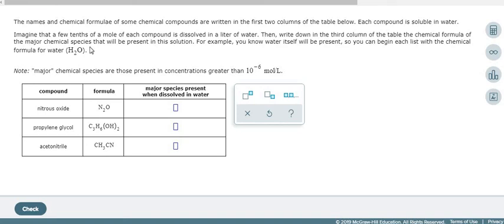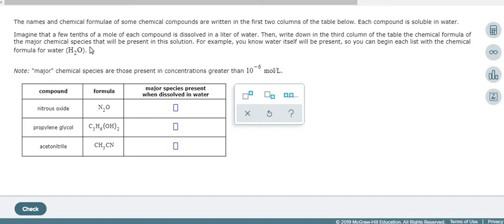Right, here's a table from Alex from the homework, and it's talking about some solubility. Remember that many ionic species, but not all, are soluble in water. And when ionic species go into water, they actually form ions. And so let's take a look at these compounds right here.